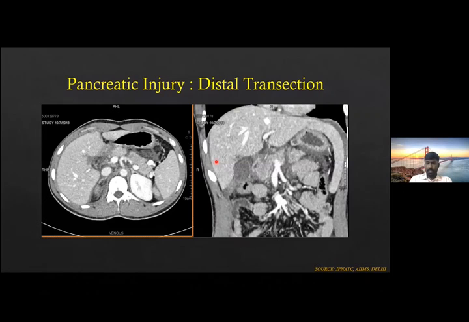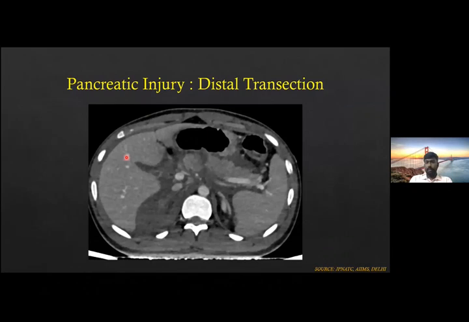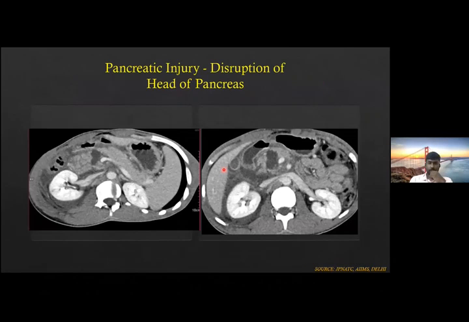This is a case of distal transection of the pancreas. So how do we decide what is the distal transection and what is the proximal transection? Distal transection is any transection to the left of the SMA, and proximal transection is anything to the right of the SMA, because that would decide whether the patient goes in for a distal pancreatectomy or a total one. And then moving on to the disruption of the head of pancreas, here we can see a case of severe disruption of the head of the pancreas, and these patients will usually have to undergo a Whipple surgery.